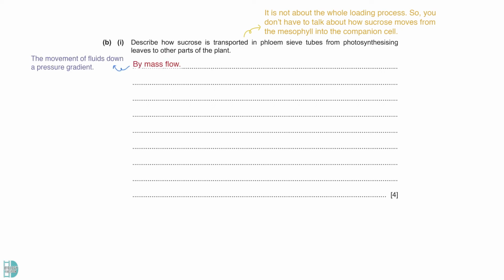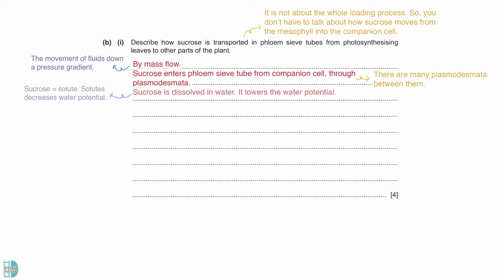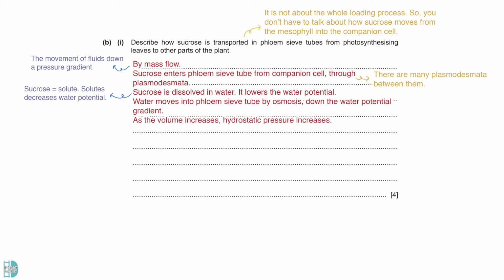Sucrose is transported in phloem sieve tubes by mass flow. Mass flow is the movement of fluids down a pressure gradient. Sucrose diffuses into the phloem sieve tube from the companion cell through plasmodesmata. There are many plasmodesmata between the cells, allowing an efficient movement. Sucrose is a solute. It is dissolved in water and lowers the water potential inside the sieve tube element. This causes water to move into the phloem sieve tube by osmosis down the water potential gradient. The volume increases in the sieve tube element, which leads to an increase in the hydrostatic pressure.